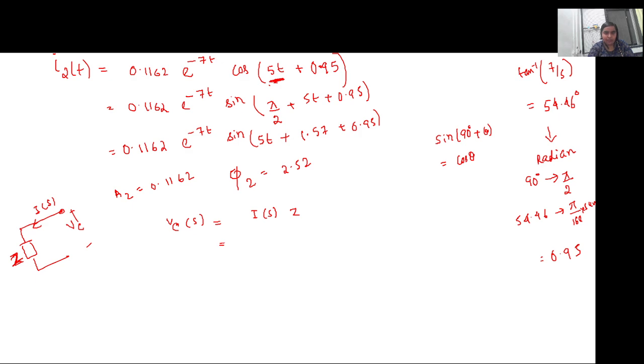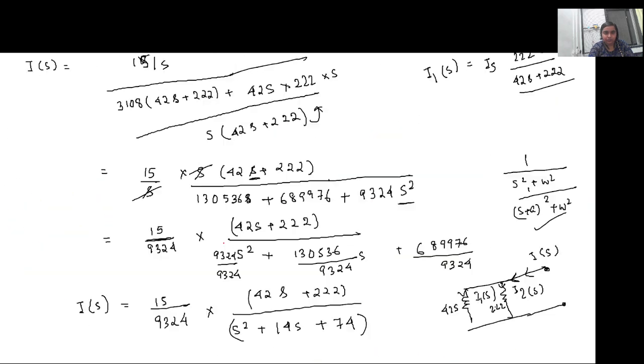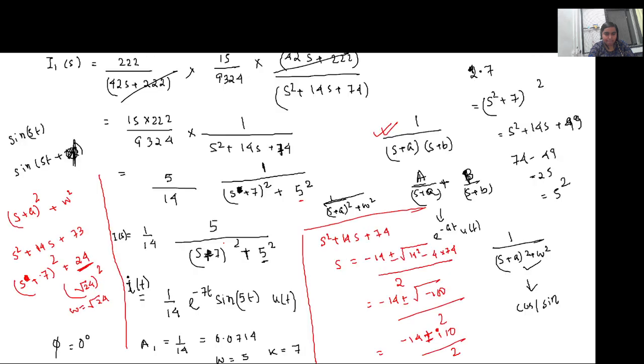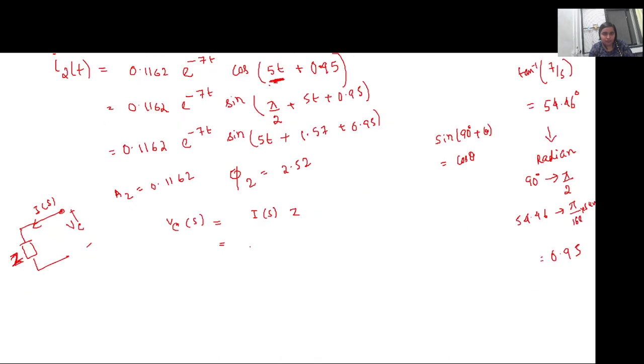So VC in the frequency domain is I of S into Z. So I of S is 15 by 9324 into 42s plus 222. I'll write the denominator in terms of the expression that we already got: S square plus 14S plus 49, sorry, S plus 7 whole square.